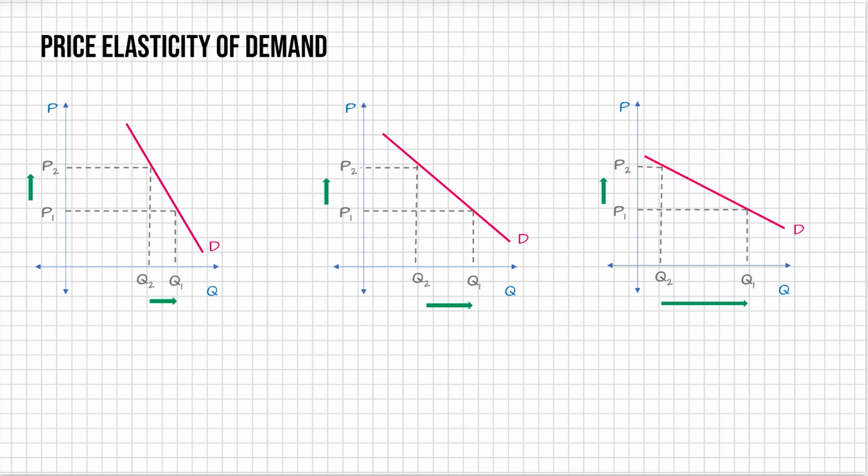Comparing the 3 scenarios, we notice that the quantity demanded dropped only by a tiny bit in scenario 1. So this demand is less sensitive to price changes. In scenario 2, the drop in quantity demanded is more moderate. So this demand is moderately sensitive to price changes. In scenario 3, that same price increase caused a massive crash in quantity demanded. This demand is highly sensitive.